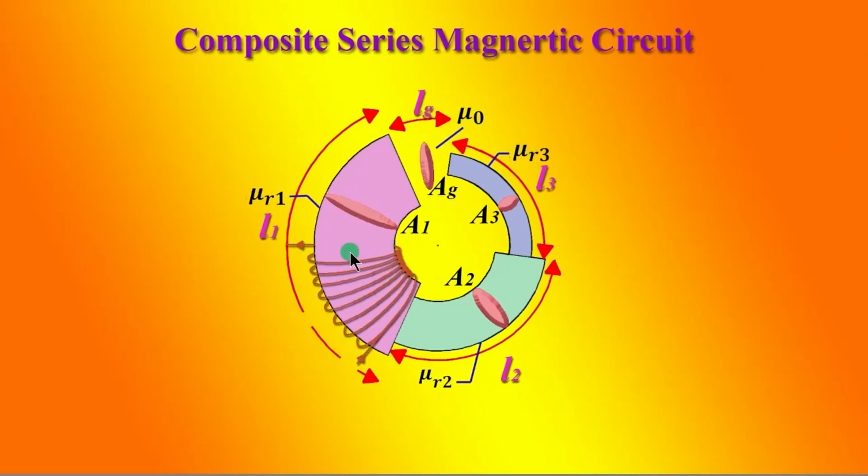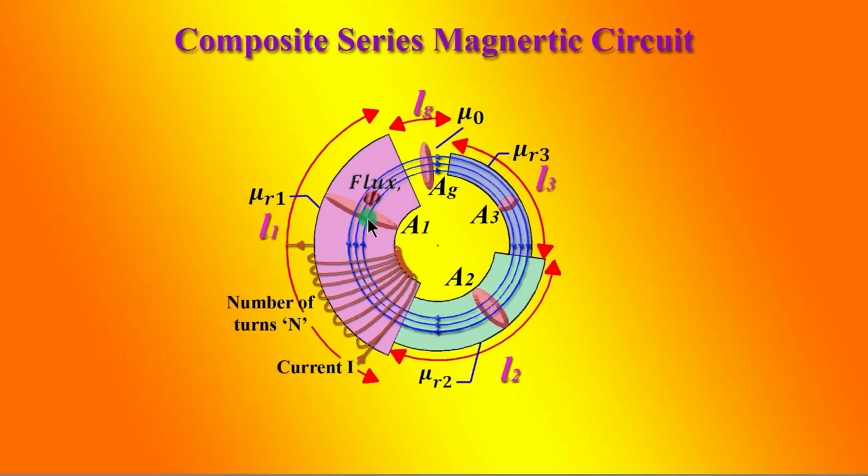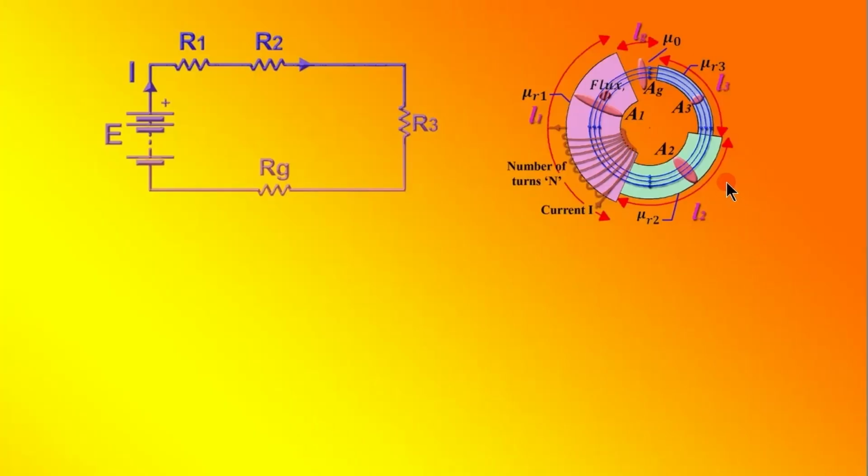When a coil having N number of turns is wound and we pass a current I through the coil, a magnetic flux is developed which passes through the core. As these cores are connected in series, like a series electric circuit, the flux passing through the entire core will be the same. Now we will see how this composite series magnetic circuit is analogous to an electric circuit.